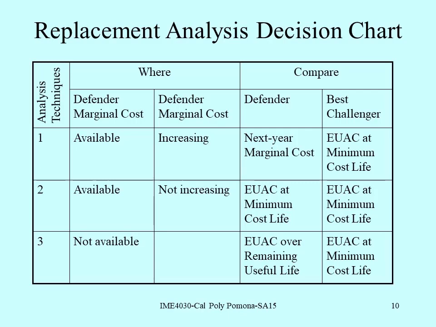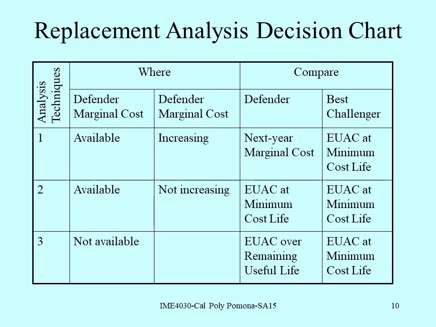So you can see that in analysis technique number 1, it says defender marginal cost, if that's available, and if it's increasing, then we would compare the defender's next year marginal cost to the EUAC at minimum cost life for the best challenger. Now, you don't understand what these mean just yet, but this table is a guide to how to go about doing replacement analysis.